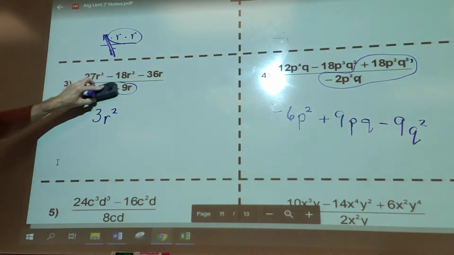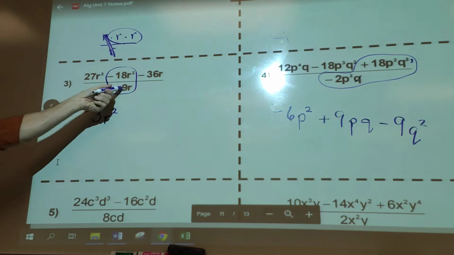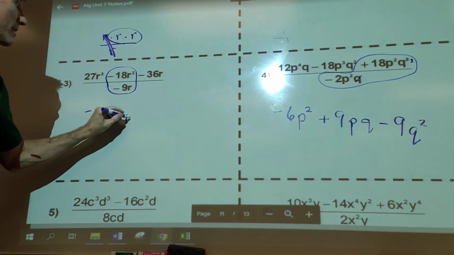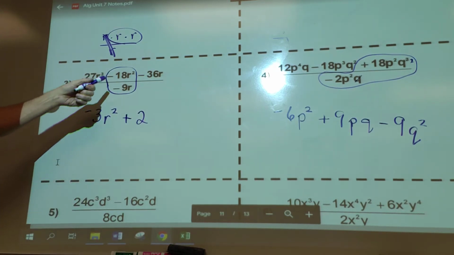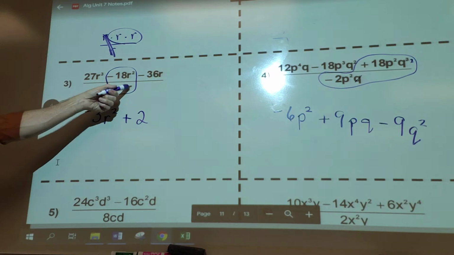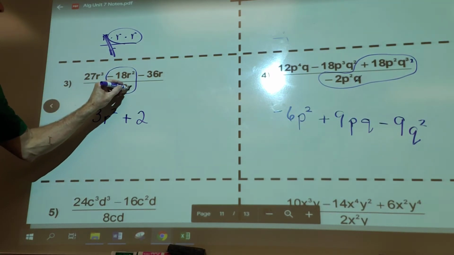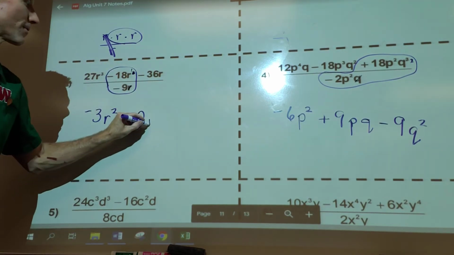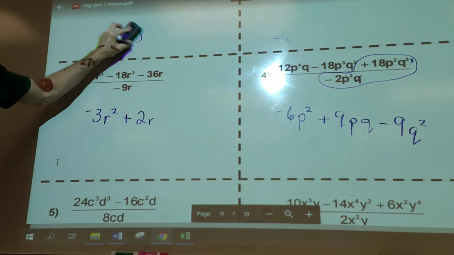Middle section right here. So again, we have to divide negative 9r into everything. So negative divided by negative would be positive. 18 divided by 9 is 2. I have r squared in the numerator, r in the denominator. So this 1r will cancel with 1 of those, leaving me r to the first, or just r in my answer.